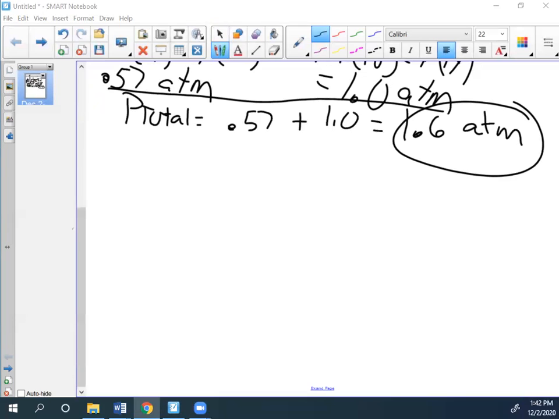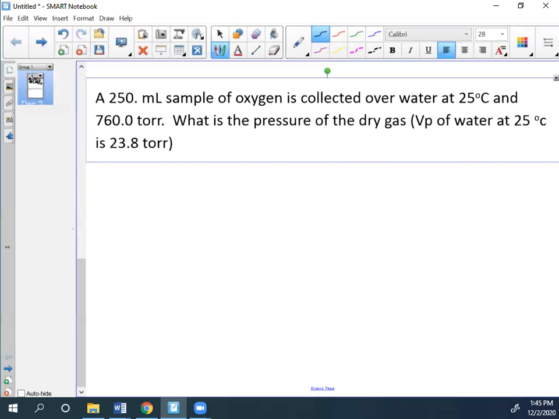A 250 milliliter sample of oxygen. Sorry, I can't copy and paste this one. Actually, I'll type it and then go from there. Second question tells you a 250 milliliter sample of oxygen collected over water at 25 degrees Celsius and 760.0 torr. What is the pressure of the dry gas? The vapor pressure of water at 25 degrees Celsius is 23.8.